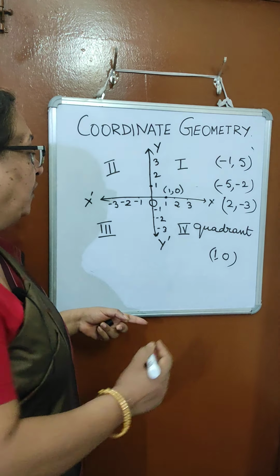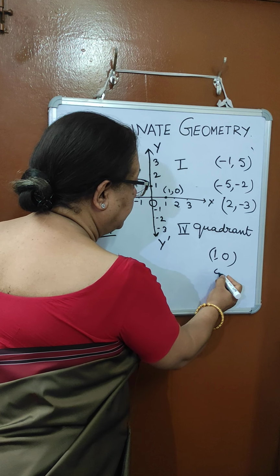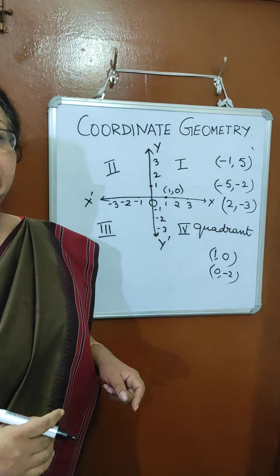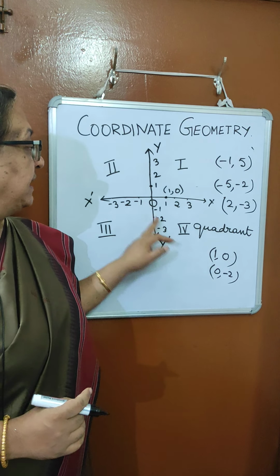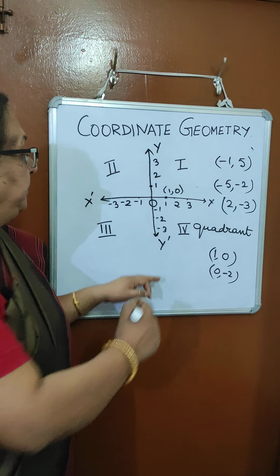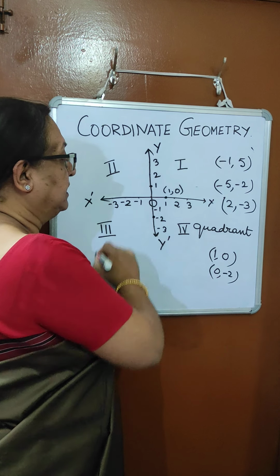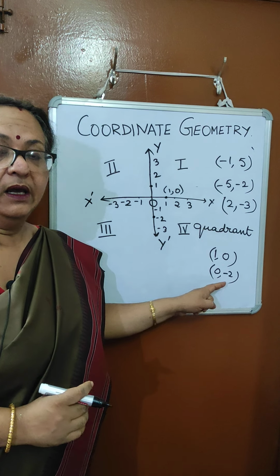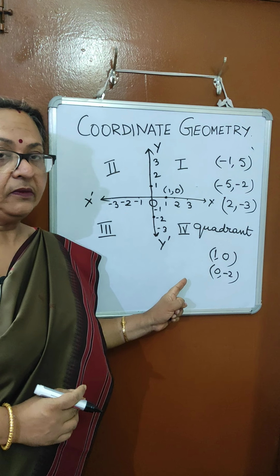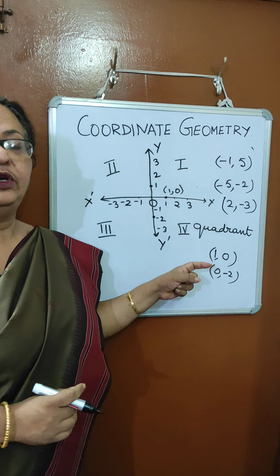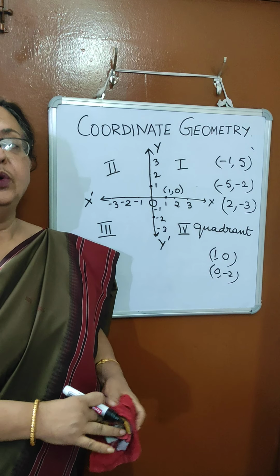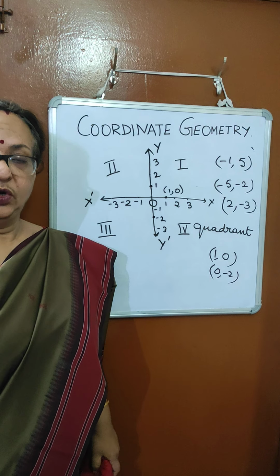Similarly, if I have another point, suppose 0, -2, where will this point lie? 0 on the x-axis and -2 on the y-axis here. This is the point. So where does this point lie? Not in any quadrant, it lies on the y-axis. Okay children, so understood. Now you should be able to plot the points, or if a point is given to you, you should be able to write its coordinates.